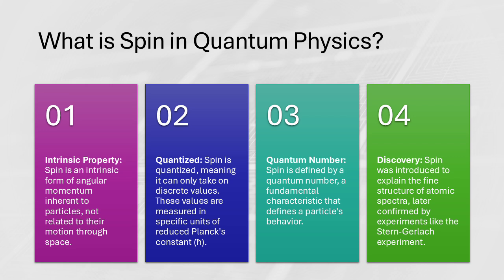So to sum up, spin is a fundamental property of particles. It's quantized. It's definitely not about actual spinning. And it has a huge impact on how things work at really small scales. It plays a key role in magnetism and how atoms are structured, all that.